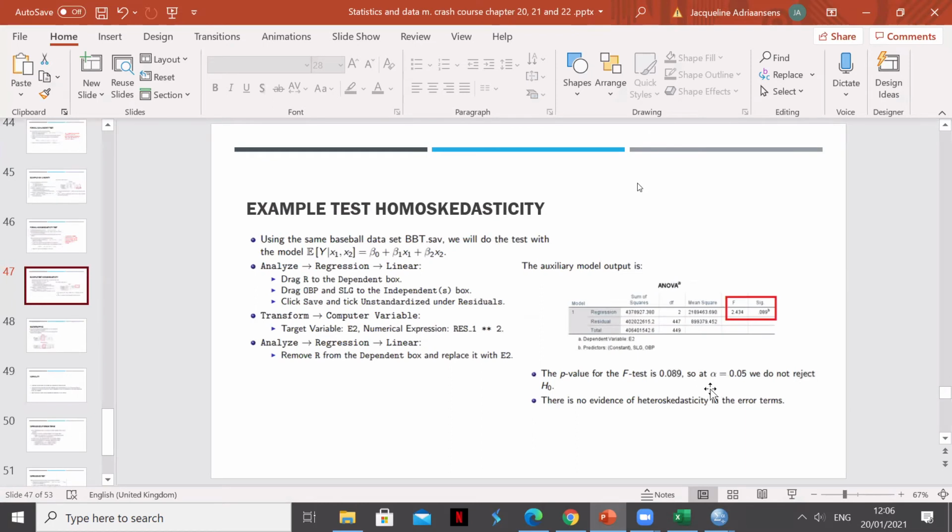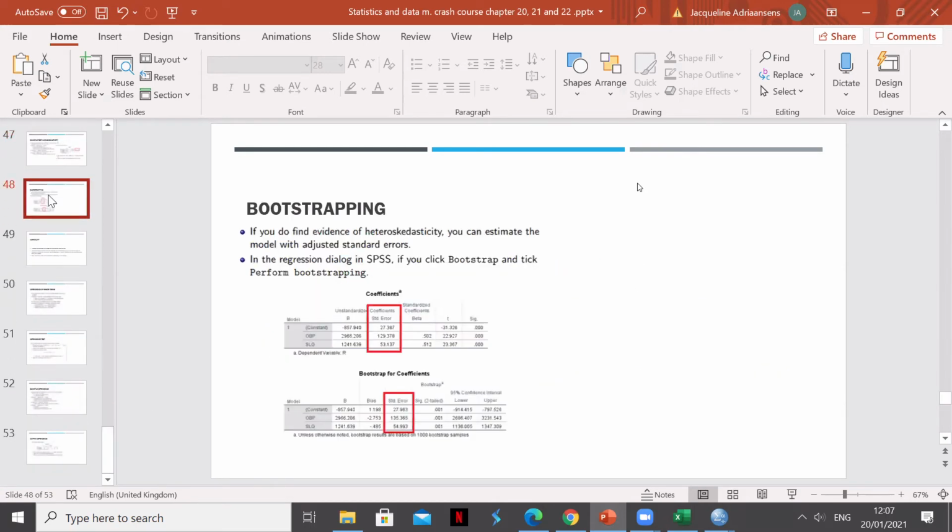I know this can be a bit difficult. So if you have questions or I'm going too fast, please let me know. So if we have heteroscedasticity, so the error terms depend upon the X's and there is non-constant variance of your error terms, then there is a small solution for it. You can bootstrap, and they'll probably never ask it, but I'll show it to you anyway.